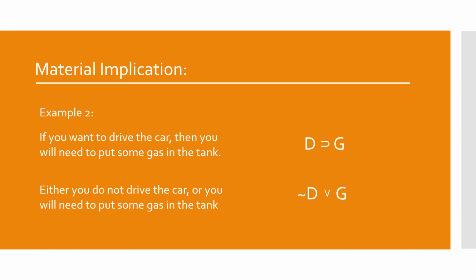And so what material implication tells us is that this original conditional statement can be converted into a disjunctive statement so long as we negate the original first term. In this case, the antecedent D must be negated. And so what we find here is that the claim, if you want to drive the car, then you will need to put some gas in the tank, is logically the equivalent of saying, either you do not drive the car or you will need to put some gas in the tank.